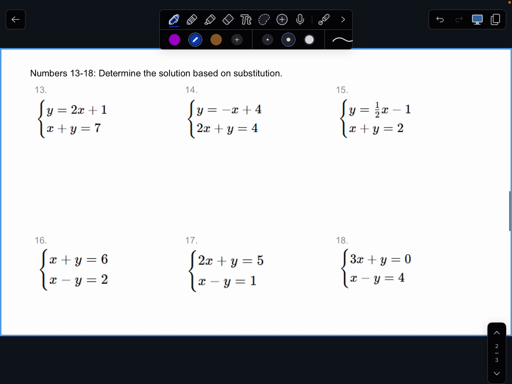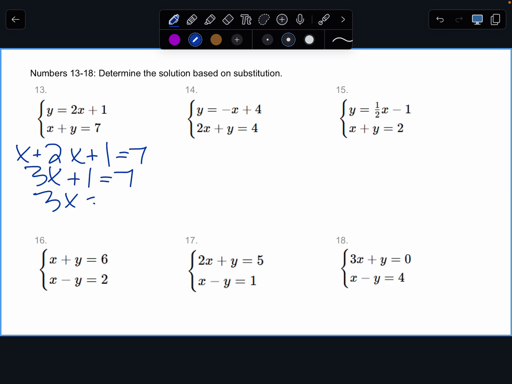All right, then these ones, you are substituting them. So this one, you would get x plus 2x plus 1 equals 7. 3x plus 1 equals 7. 3x equals 6. So you should get x equals 2 and y equals 5. So 2 comma 5 for that one.